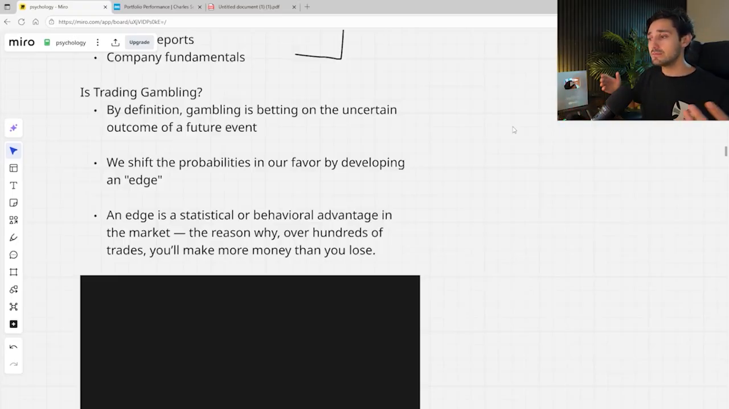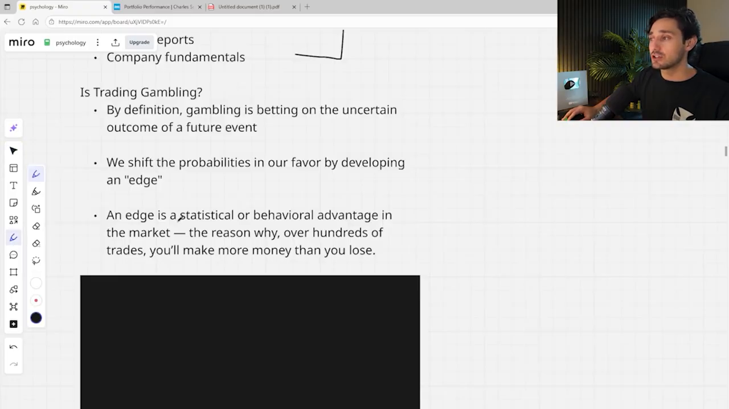And in trading, just like in blackjack, we shift the probabilities of the trade in our favor by developing what is called an edge. And you've probably heard that before. Every trader has his or her edge. And more likely than not, you have multiple edges that make you a profitable trader. So let's define what an edge is.